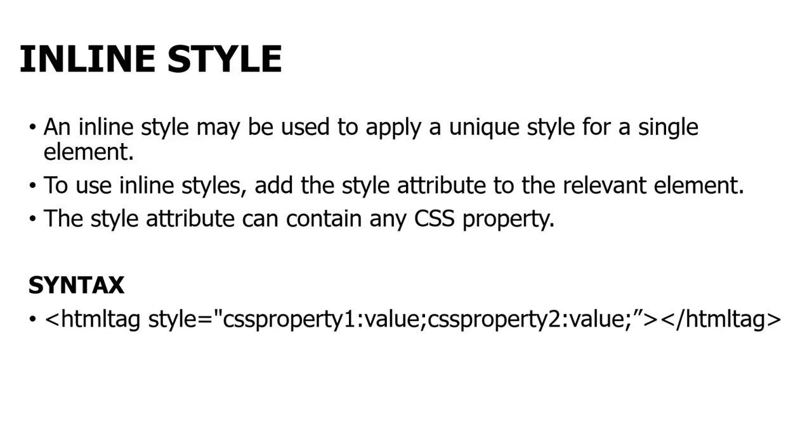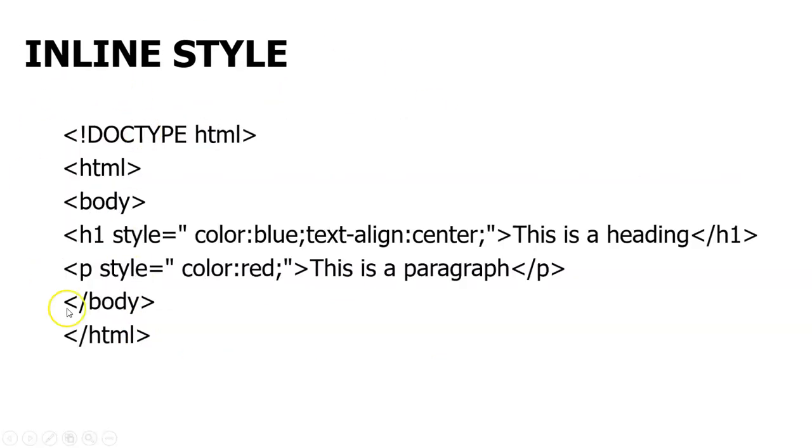The style attribute can contain any CSS property. We can see the syntax here: any HTML tag, and the attribute style equal to some property. This can be a background color and the color name, or a font size and the size of the font, and then you close the tag. So within a tag you're creating a style, and this is called inline styling. We'll see the example.